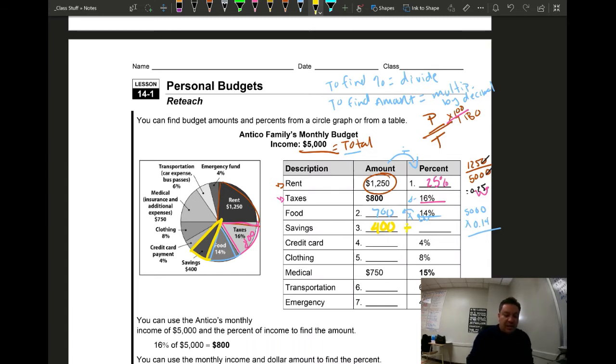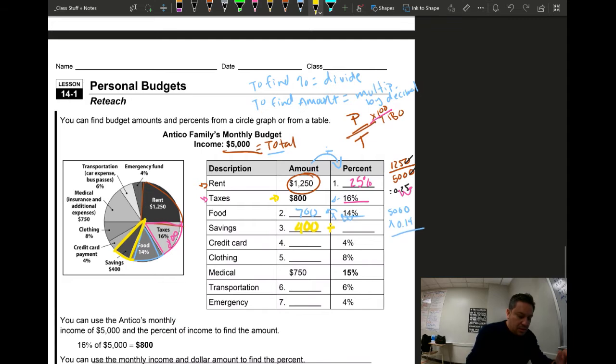But if I look at the previous numbers above that, look at this one. That is 800 and it's 16%. 400 is half of 800. So half of 16 is going to be what? Half of 16 is going to be what? Somebody. 8.